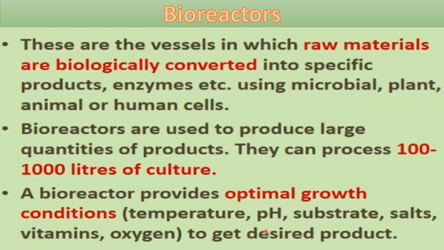We can set temperature, pH, substrate concentration, salts, vitamins, things which are required for the optimal growth of the microbes. All these things we can set in a bioreactor, because this temperature and pH are suitable for microbial growth. That's why there will be optimal growth of the microbes and we will get more quantity of the desired product.